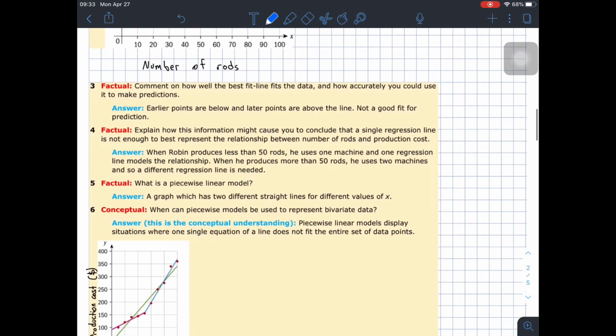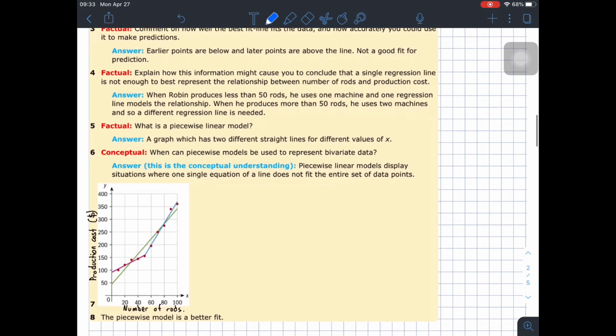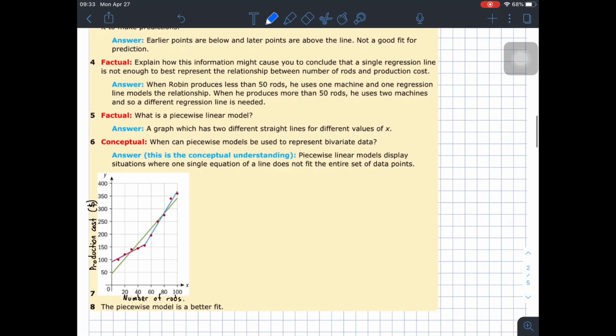It takes less time. Then it says, number five, what is a piecewise linear model? What we just said above, it's a graph which has two different straight lines for different values of x. Then number six, when can piecewise models be used to represent bivariate data? And here it says, piecewise linear models display the situation where one single equation of a line does not fit the entire set of data points.